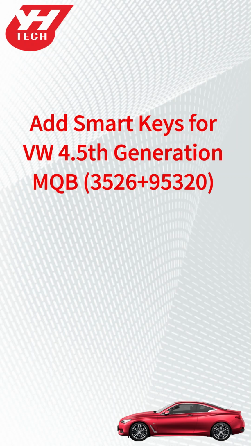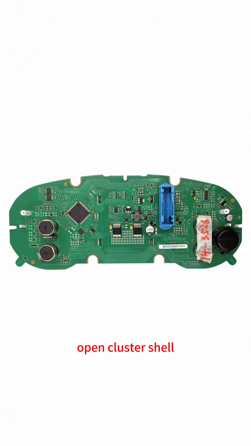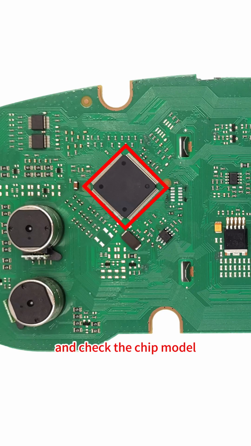This video shows how to use ACDP to add smart keys for Volkswagen's 4.5 generation MQB, D70F3526 plus 95320. First, we need to remove the instrument cluster from the car, open the cluster shell, and check the chip model.